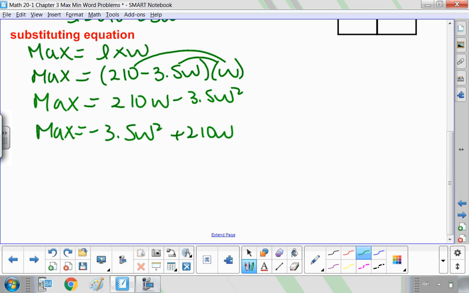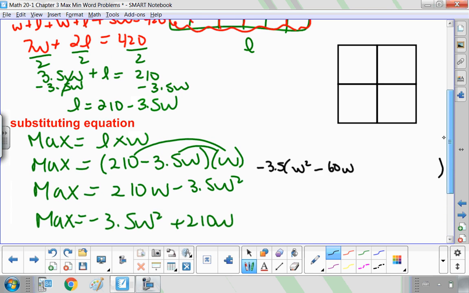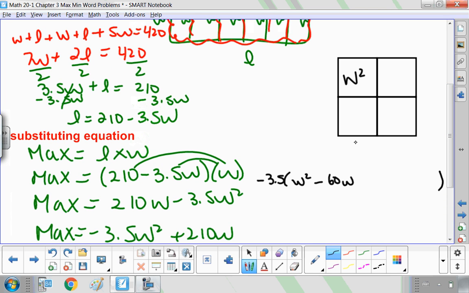210W. What I want to do is complete the square for that. First thing I'm going to do is factor out a negative 3.5. Negative 3.5W squared divided by negative 3.5 is just W squared. And then 210W divided by negative 3.5 will be negative 60W. And then I'll leave myself some room. So up in my grid here, I put my W squared here. I take negative 60W and divide it into 2 equal pieces. Now I'm ready to factor by GCF.